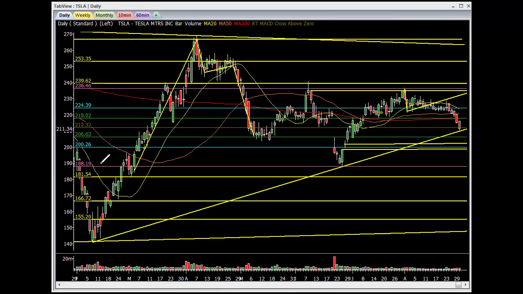And if not, then we have the lower pivot around 188. If that breaks, it's a full-on downside for this beast.